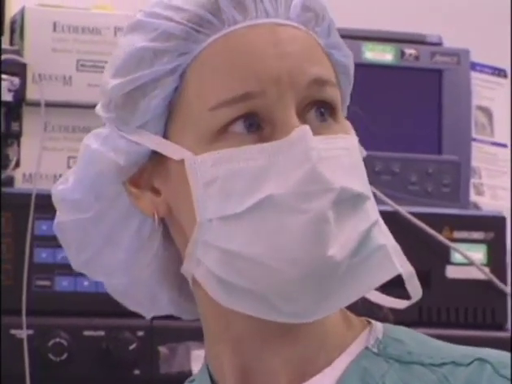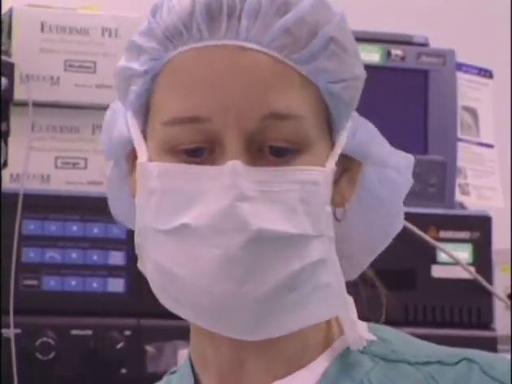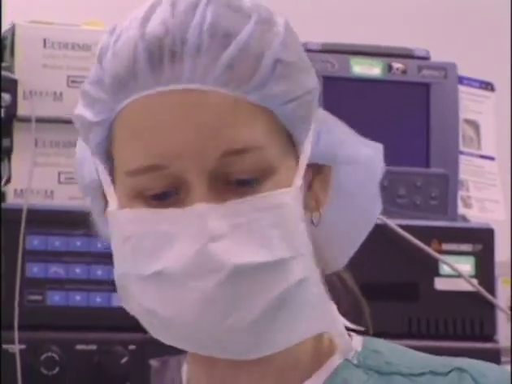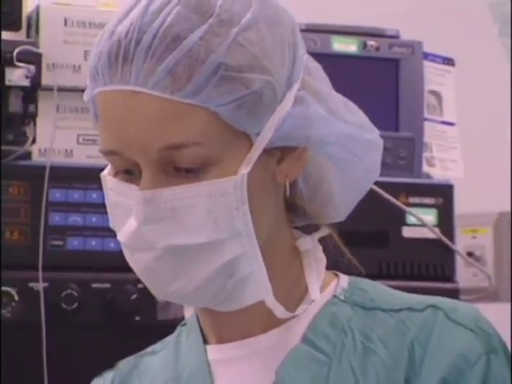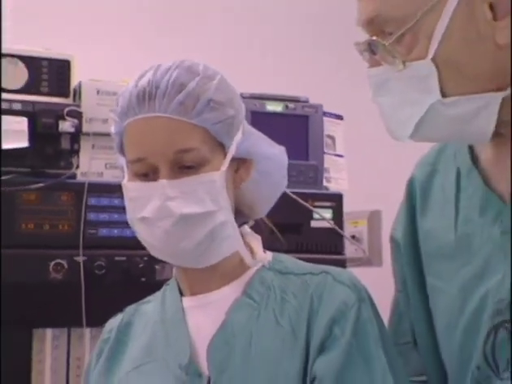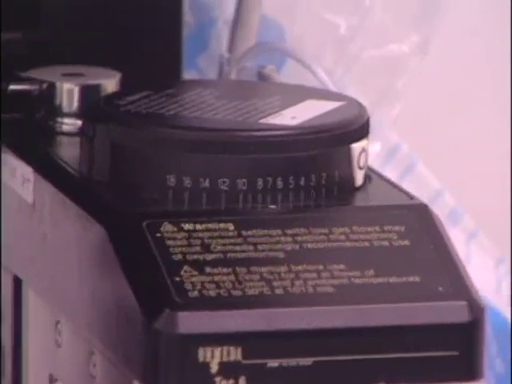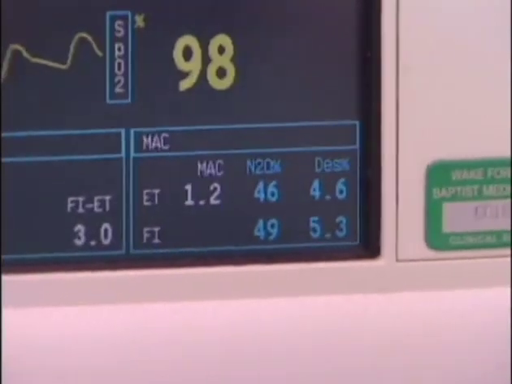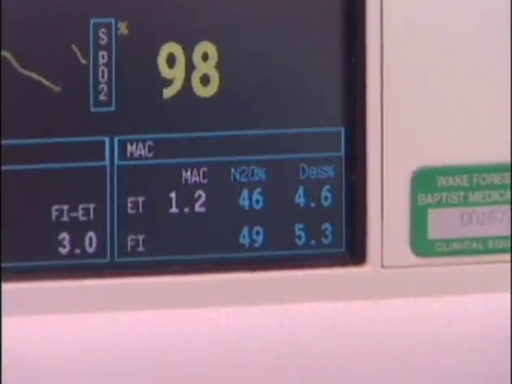Did you add any nitrous oxide to that? Yes, 50% nitrous oxide. And with induction, she's had no wheezing, and she currently has no wheezing. So desflurane didn't precipitate any wheezing? No, it did not. What concentration of desflurane are you at? Well, we are delivering 7% right now, and her end tidal is 4.6%.